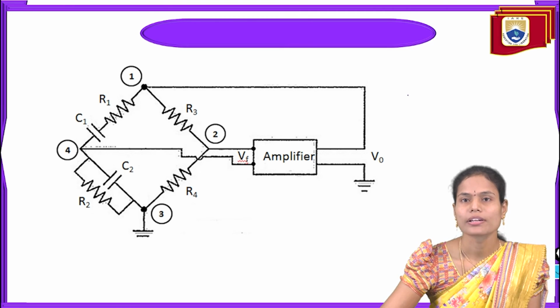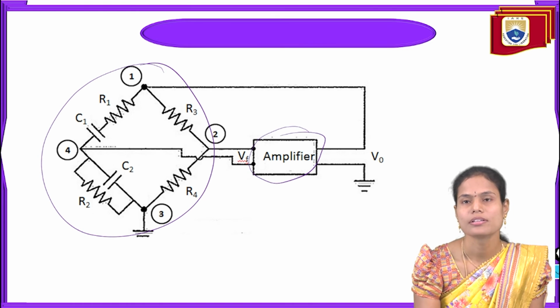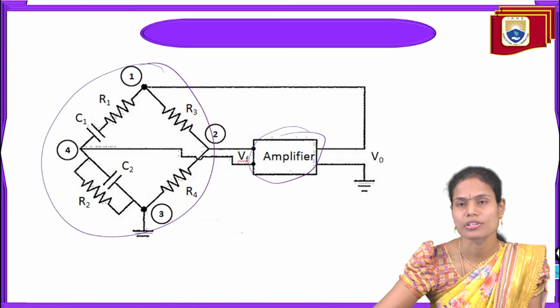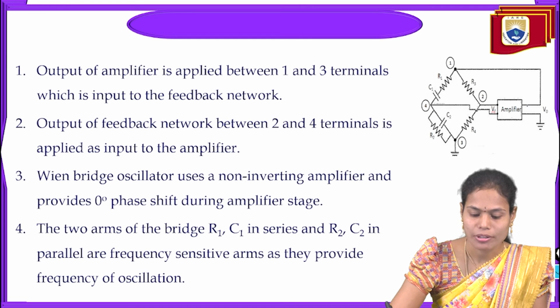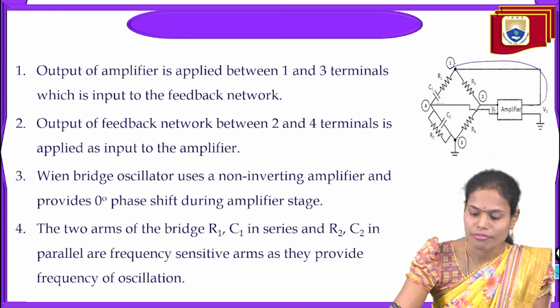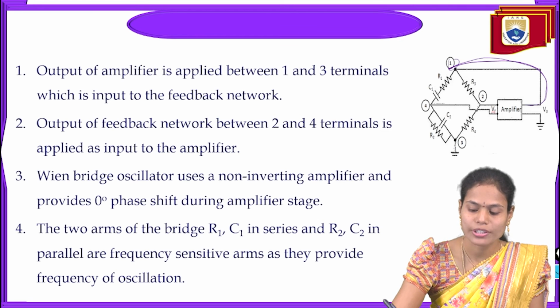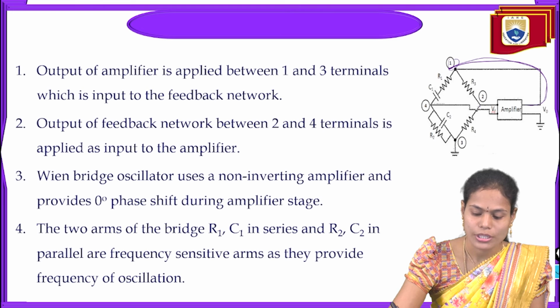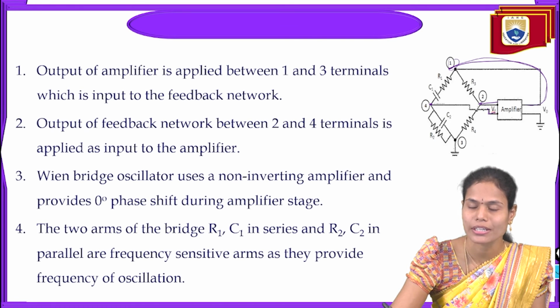So this circuit I can replace, with this bridge I am keeping as it is. The amplifier circuit I replaced with the single block here in order to find the frequency of oscillations. See here, the output of the amplifier we are applying between the 1 as well as 3 terminals here. Okay, output we are connecting here, and the 3 terminal we are grounding here, which is the input to the feedback network here. So the output of this feedback network between 2 and 4 terminals is applied to the input of the amplifier again. Why? Because the output of the feedback network acts like input for the amplifier again here.